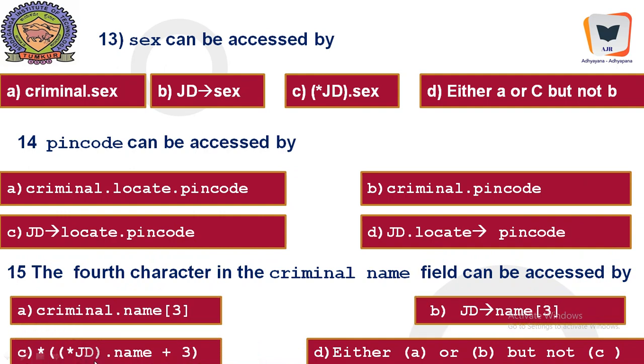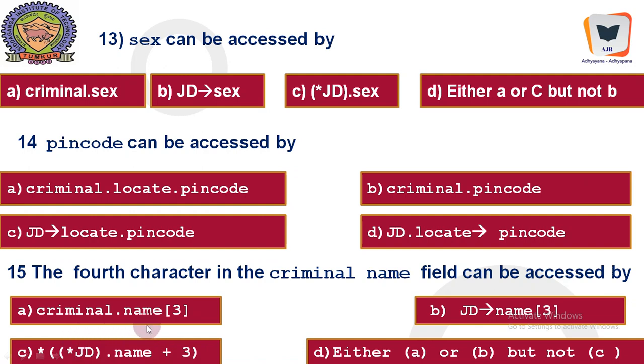Star JD: the content of the JD, the content of the pointer pointing to a particular memory location, the content of the memory location pointed by this JD. This is as good as telling criminal dot name plus 3 to go to that particular location. Within this bracket, it will take us to the particular location, and the content is here. The content will be printed out. Okay, the character that is available in the 3rd place, in the 4th place is printed. This is another way.